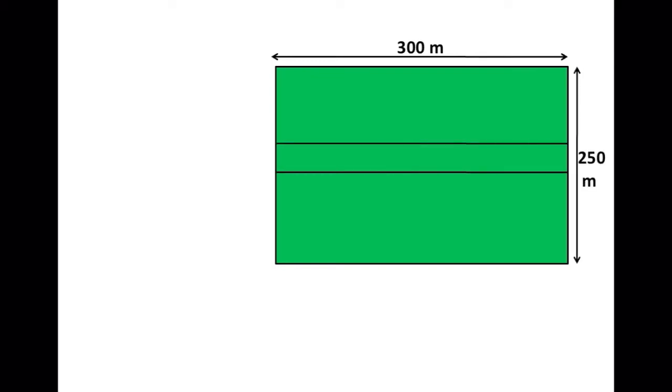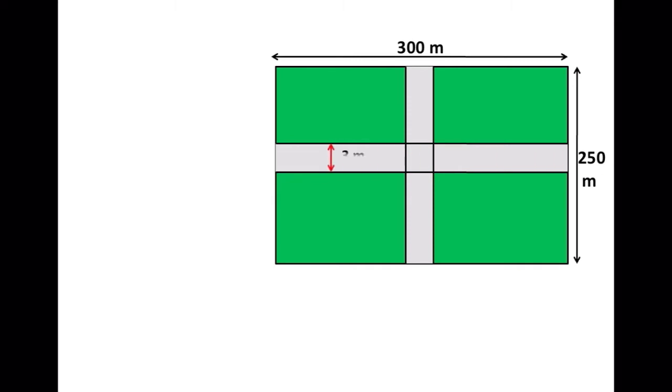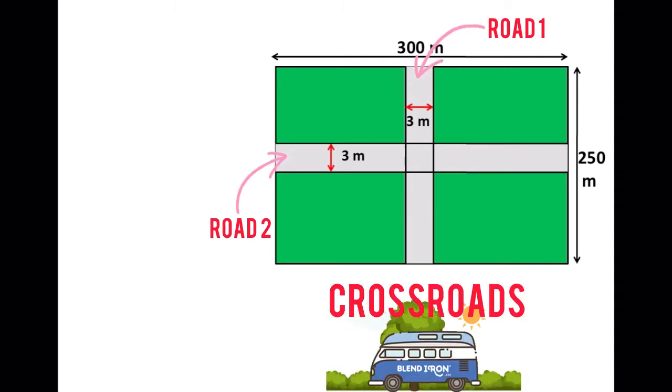As you can see, a rectangular plot of land is given to us whose length is 300 meters and breadth is 250 meters. It has two roads running midway within it, one parallel to the length and the other parallel to the breadth. The width of the roads is given to us as 3 meters. As you can see, the roads, road 1 and road 2, are crossing each other. Such roads are called crossroads.